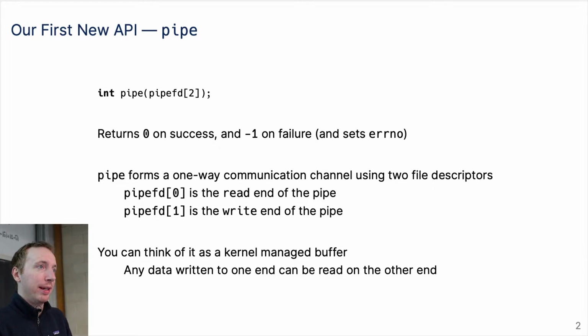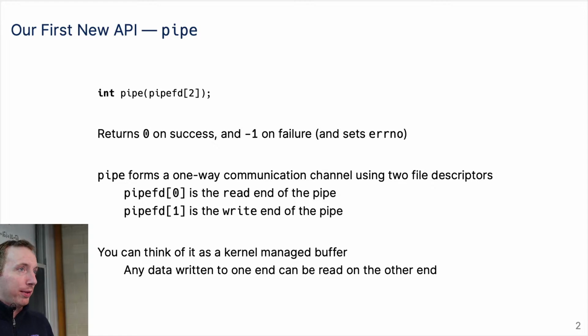So a pipe is basically a one-way communication channel using two file descriptors. So if pipe succeeds, it fills in the array of two integers, and at index 0, that is the read end of the pipe, so you're only allowed to do a system call read on that file descriptor, and then index 1 is the write end of that pipe, so you're only allowed to call write on that file descriptor. And the way it works is anything you write to it will pop out of the read end.